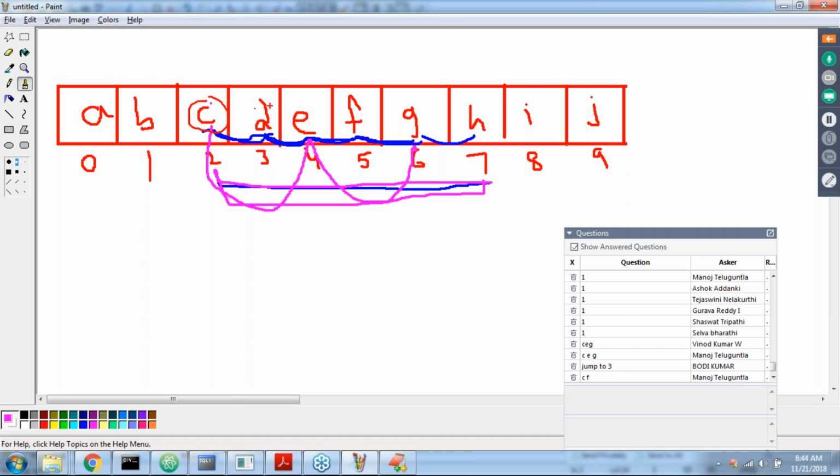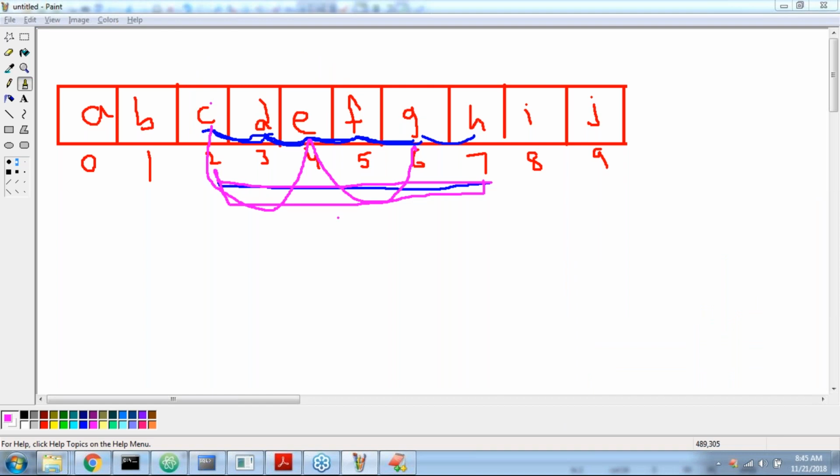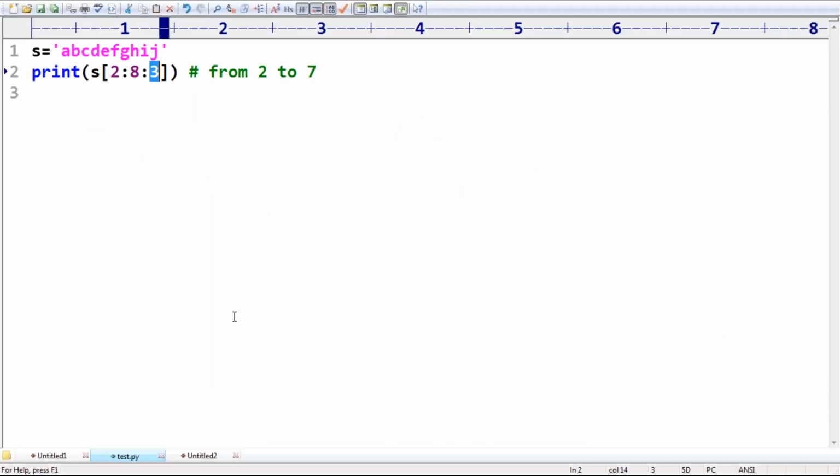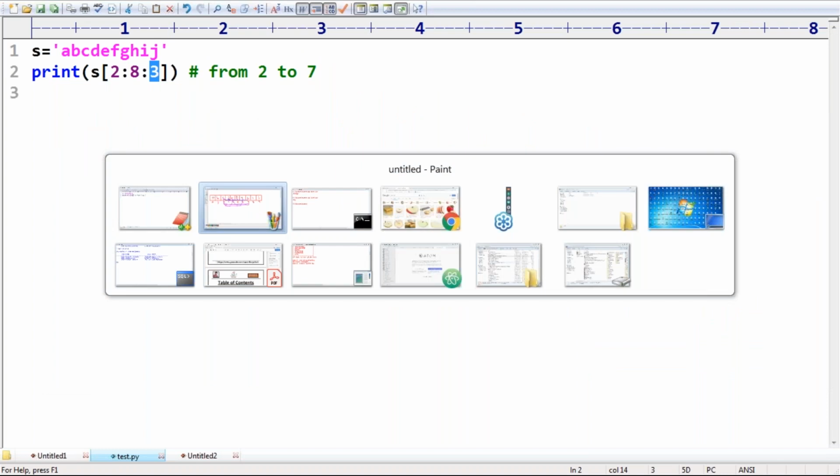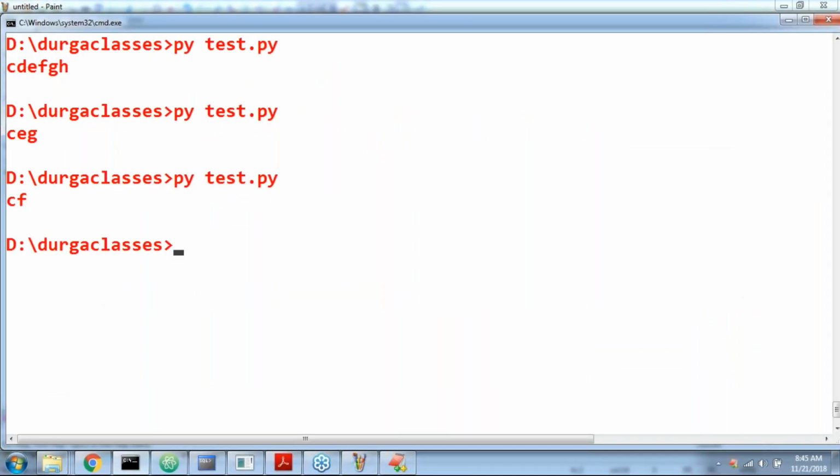After that, first, second, third, I require to consider F. After that, every third character, G, H, I is not in the range. That's why C followed by F. This is the only output we are going to get. Let me cross check, am I going to get the same output or not? Step value is 3. If I consider C, F, this is the answer we are going to get.